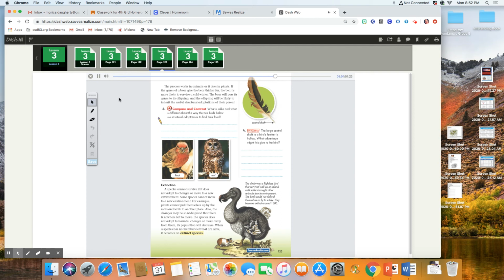The dodo was a flightless bird that survived well on an island until sailors brought other animals into its environment. The birds could not defend themselves or fly to safety. They became extinct around 1680.